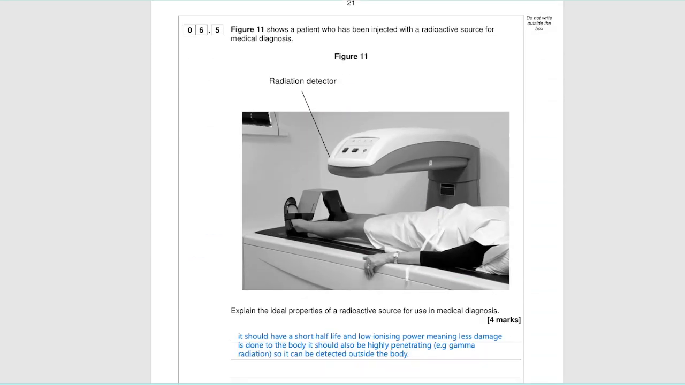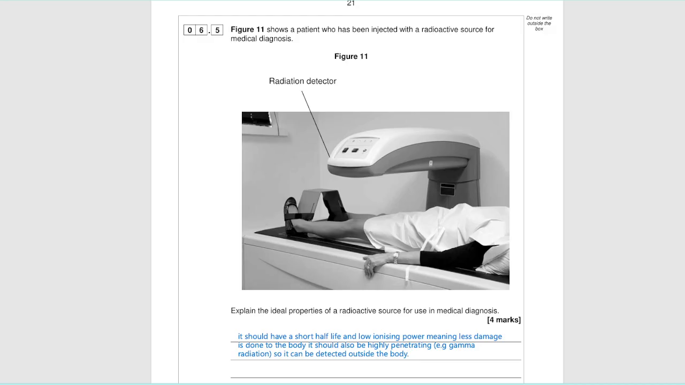Now on to 6.5. Figure 11 shows a patient who has been injected with a radioactive source for a medical diagnosis. It's actually really cool, one of the cool things that you learn about in GCSE Physics. Explain the ideal properties of a radioactive source for use in medical diagnosis.